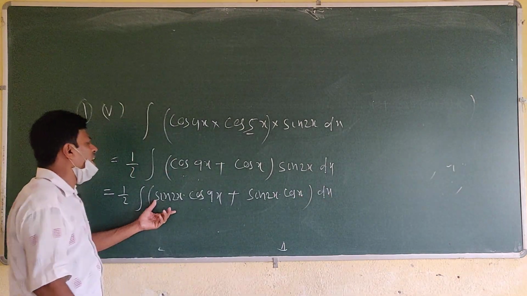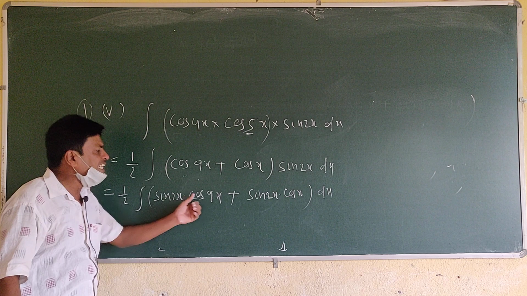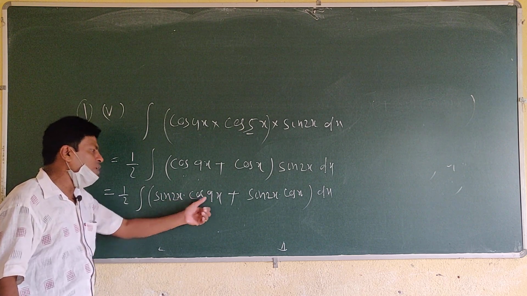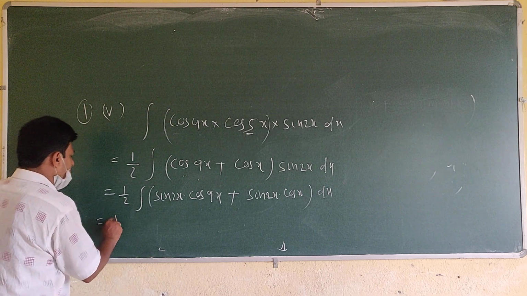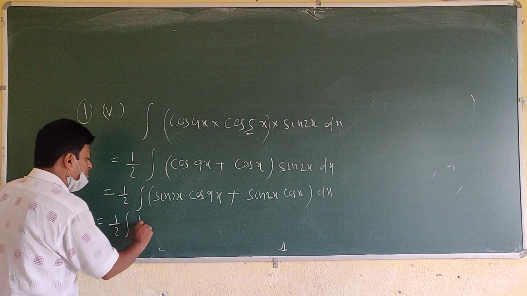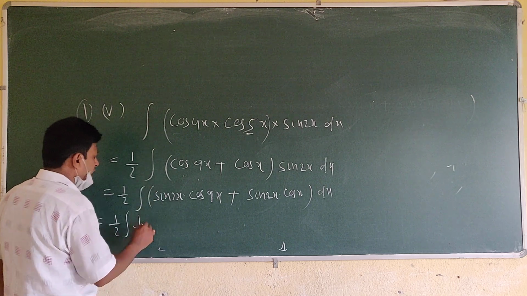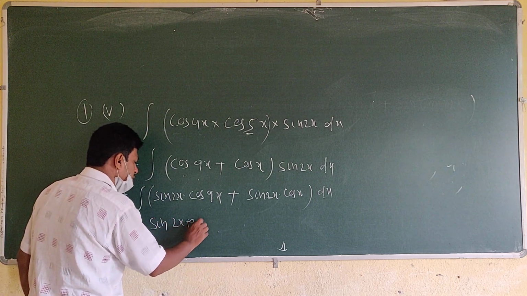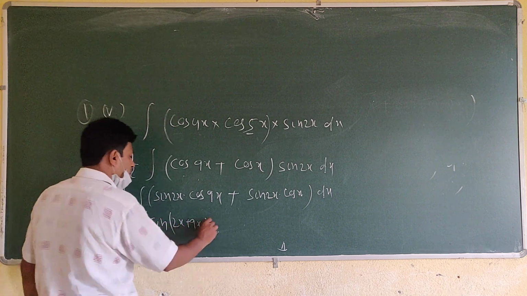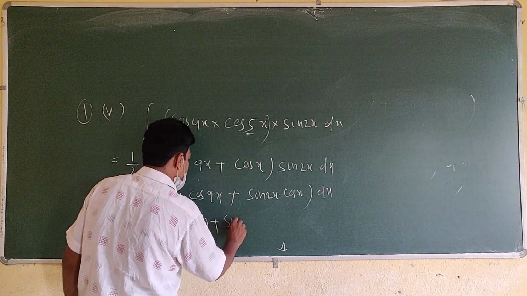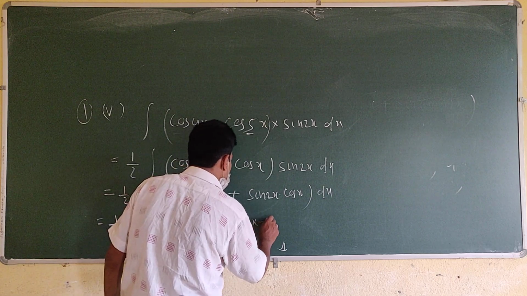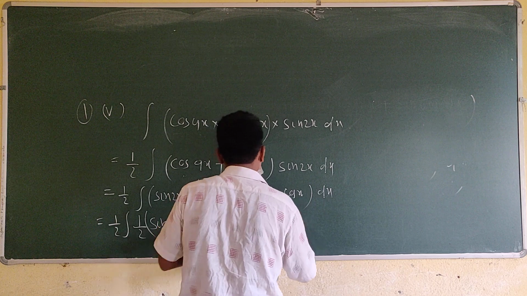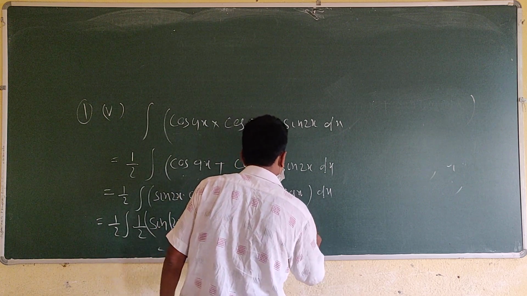You know the first formula. Here m is equal to 2 and n is equal to 9, because sin mx cos nx. So that is half integration of half, you can write sin(2x plus 9x) plus sin(2x minus 9x), plus sin 2x cos x, here also half.